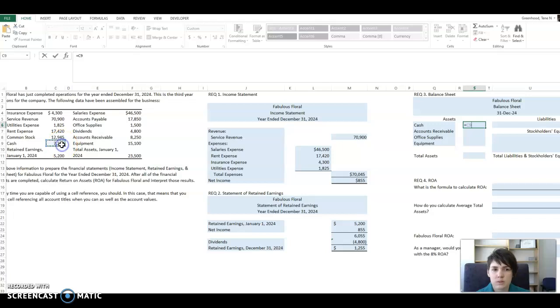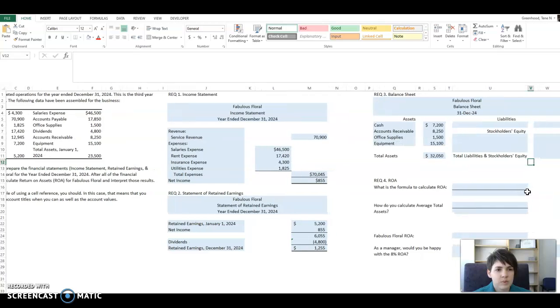I can just pull those numbers. And for total assets, we'll do equals sum, open parentheses, select all 4 cells, and close it off. On the right-hand side, we're going to list liabilities, and in this case, we only have one, which is accounts payable. You might have other things there, such as notes payable, bonds payable, interest payable, and similarly to being ordered in liquidity, we're listing those in what will be due the soonest.